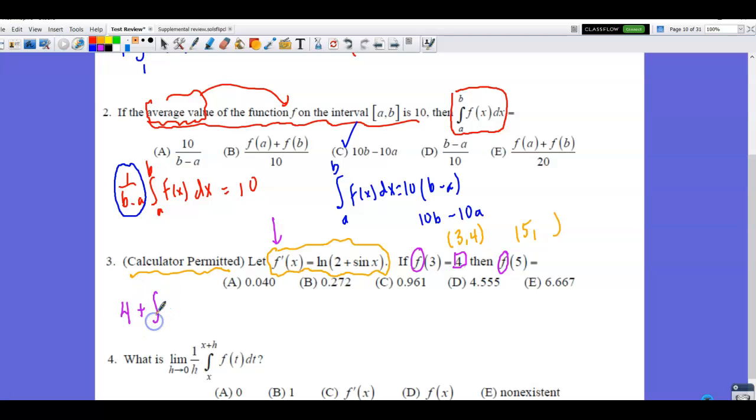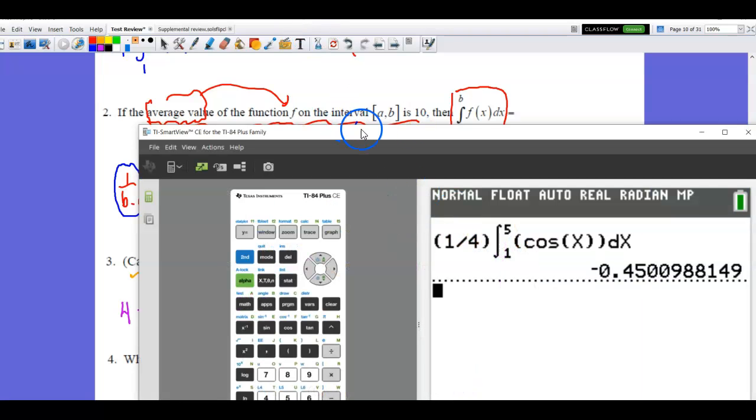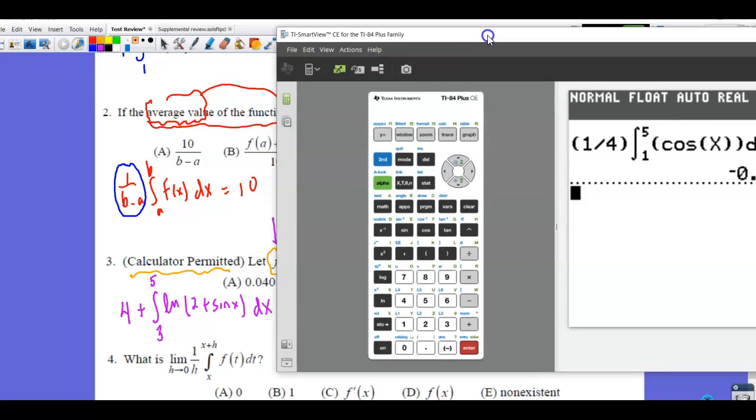I'm going to add that to... Now, where was the x value? Well, the accumulation had gone up to 3. So I had 4 units of area. I'm going to continue accumulating area from 3, and I'm going to stop the area accumulation at 5. I'm going to take f prime, which is right here, ln of 2 plus sine x dx. I'm going to bring my calculator back up and let that do some work for me.